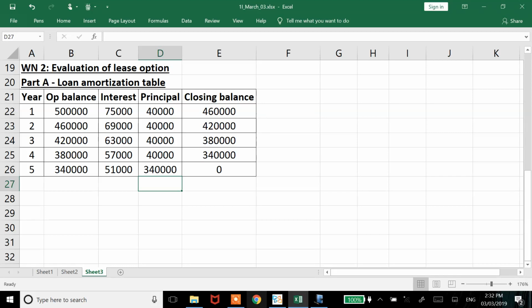You will understand the importance of this when I do the next working note. So 40,000 in the first year, 40,000 in the second year, 40,000 in the third year, 40,000 in the fourth year, and 3,40,000 in the fifth year. The only issue is I'll have to pay interest of so much extra. So do this loan amortization table. 40,000 for 4 years and 3,40,000 in the last year.